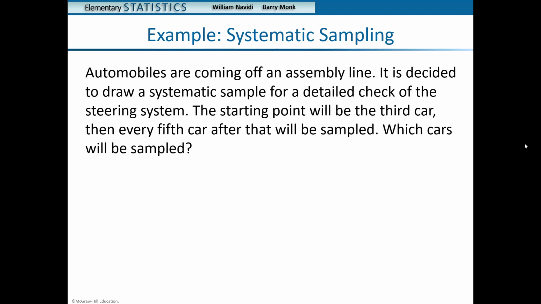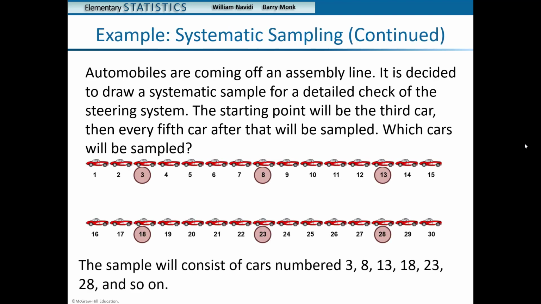So we start with car number 3, and then we take 3 and add 5, right, which gives us 8. So car number 8 would be sampled. Then we add 5 again, which gives us 13, right? So we would select car number 13, add 5 again, which gives us 18, and so on and so forth, right? So 23, 28, and so on, okay? So that would be a classic example of systematic sampling.